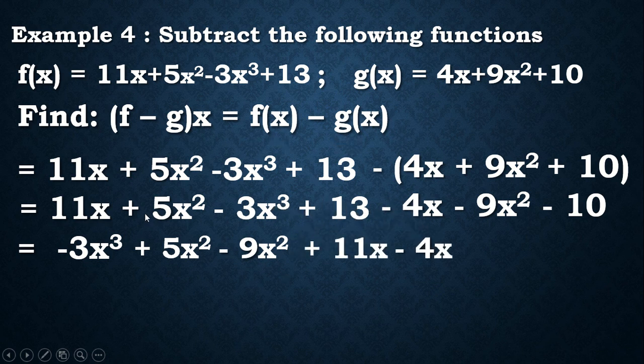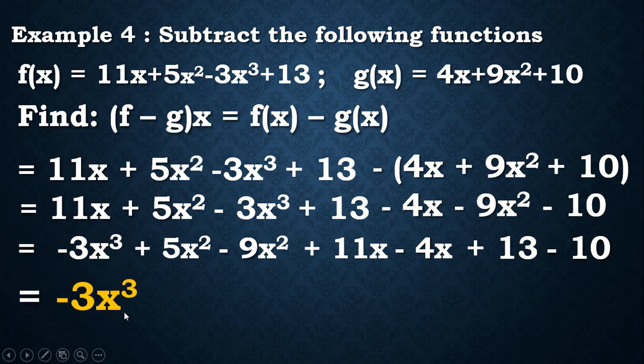Next, positive 11x and negative 4x. They are like terms because they are both raised to an exponent of 1. And then we have the constants, which are positive 13 and negative 10. Now, let us add the like terms.